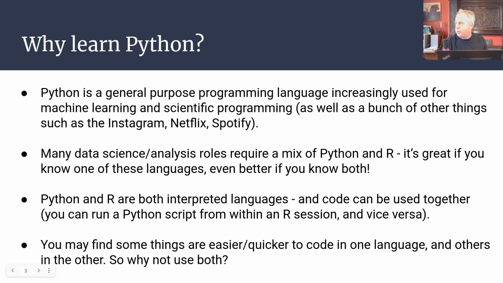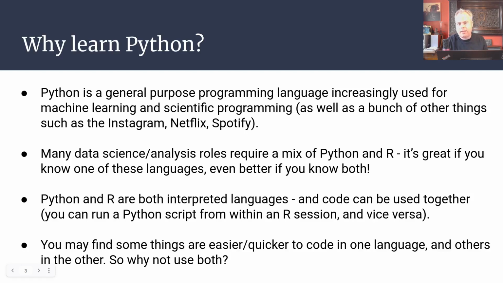If you were to go down the data science or data analysis career route, either in academia or industry, typically these roles require a mix of Python and R. It's obviously fantastic if you know one of these languages, but it's even better if you know both of them. There are a lot of similarities between Python and R. They're both interpreted languages, which basically means that for Python scripts or R scripts to run, you've got to have the language running on your computer. And you can actually combine Python and R code together. You can run a Python script from within an R session and vice versa.